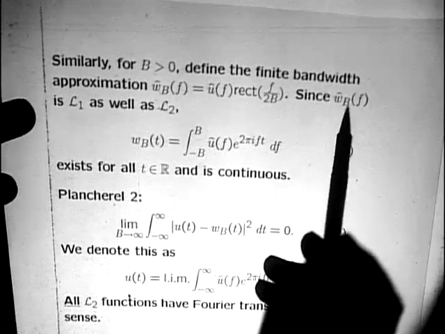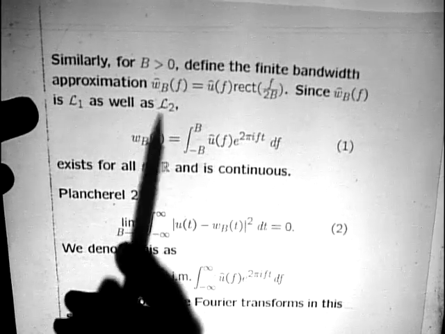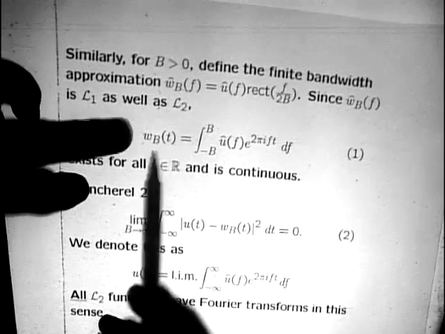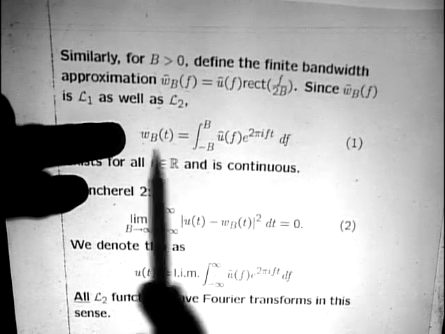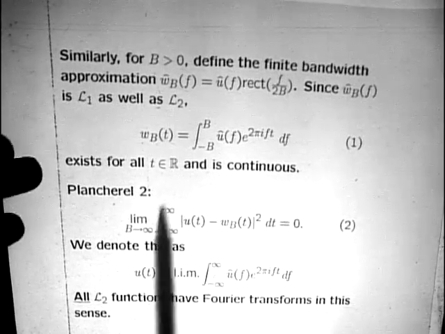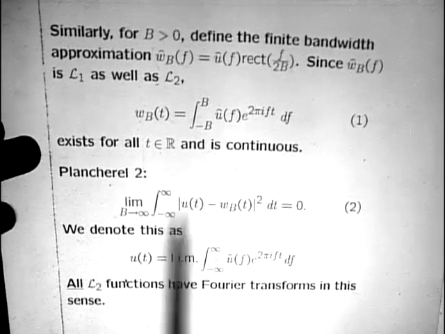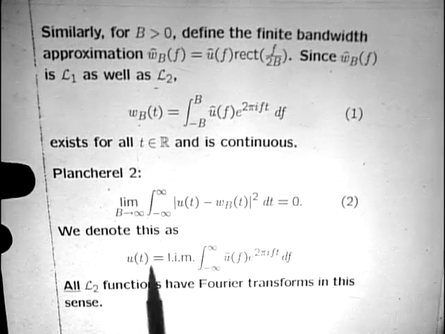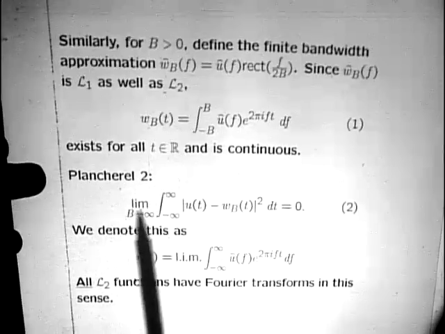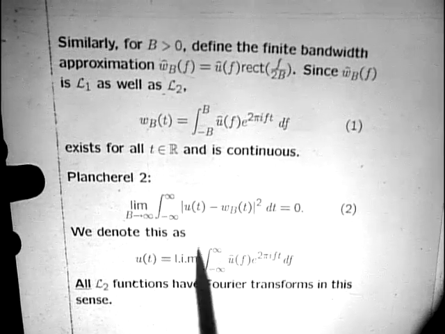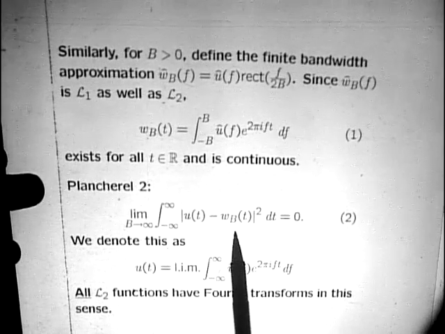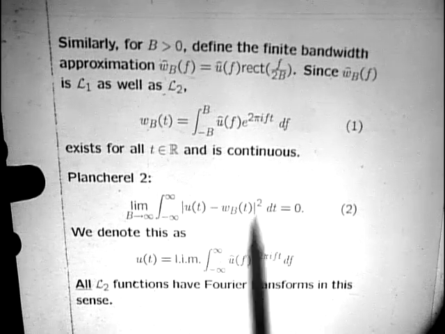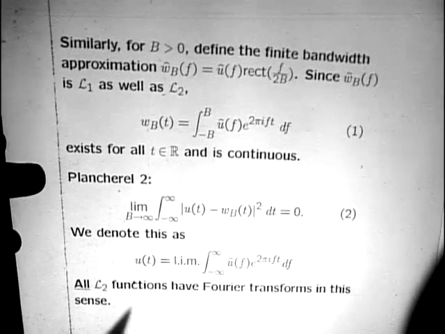Okay, and since W sub b of f is L1 as well as L2, this always exists. So long as you deal with a finite bandwidth, this quantity exists for all t in R. It's continuous. And the second part of Plancherel's theorem then says that the limit as b goes to infinity of the integral of |u(t) minus this truncated function|², the energy in that, goes to 0.